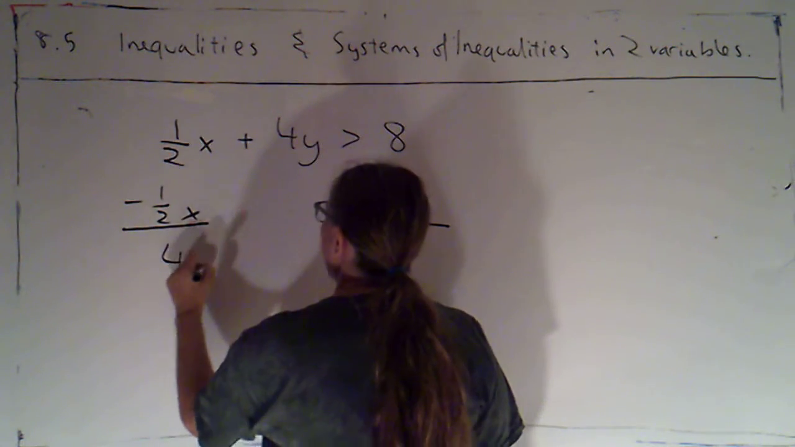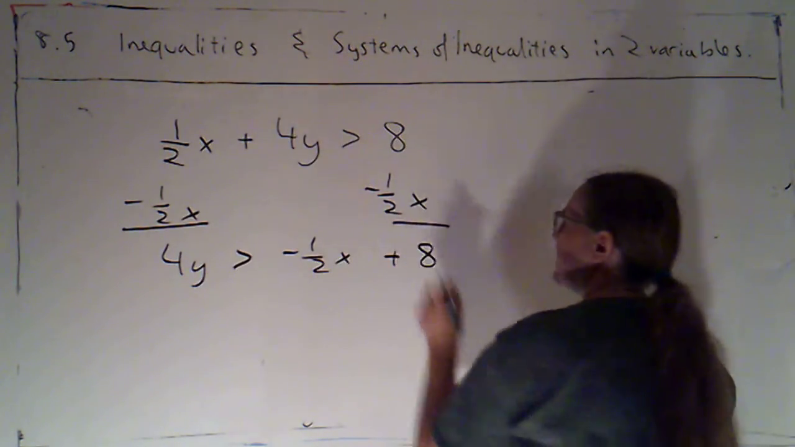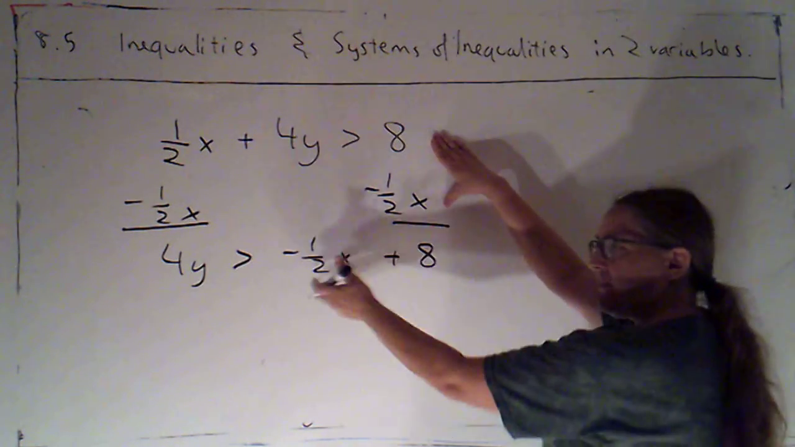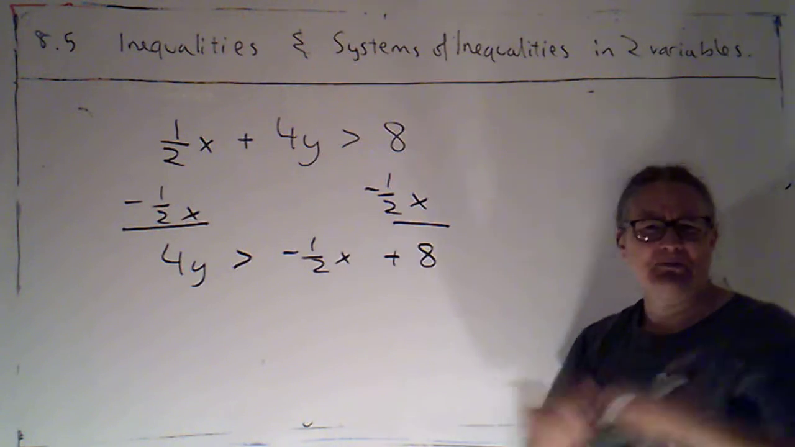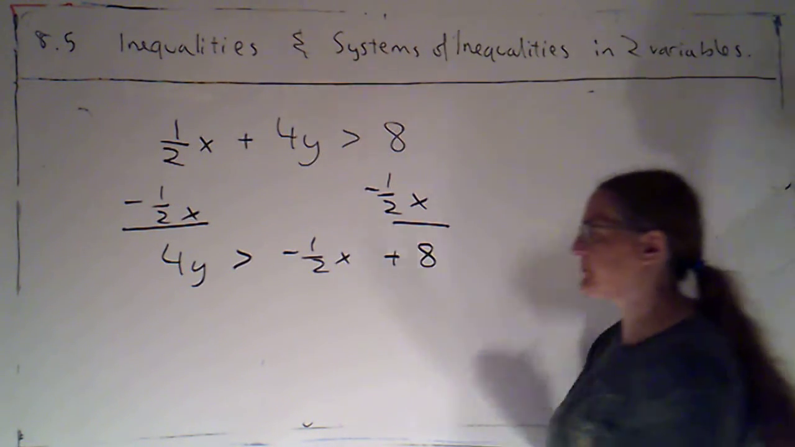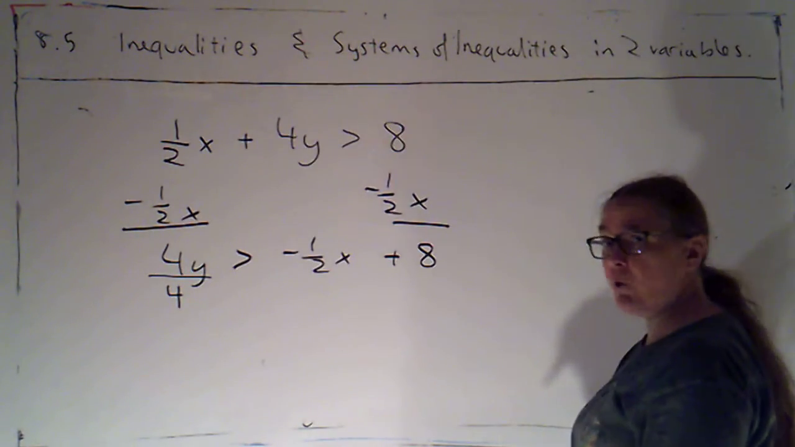So we get 4y is greater than negative 1/2 x plus 8. These aren't like terms, so I can't combine them anyway. So really all I'm doing with that fraction is changing its sign and putting it on the other side. Okay. Then to get y by itself, I would divide by 4.